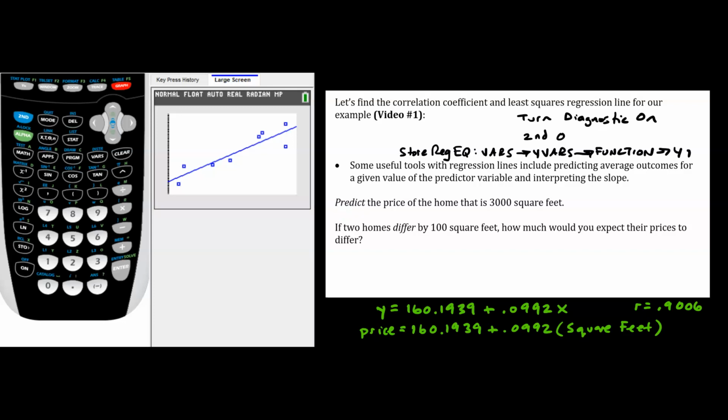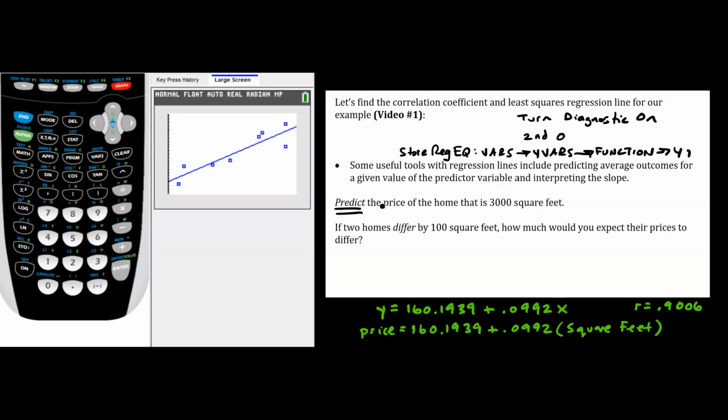We are going to predict the price of the home that is 3,000 square feet. So what I'm basically saying is, let's take 3,000 square feet, plug that into our model, and figure out what the model is suggesting the price of the home would be. But the nice thing is I don't have to go into this equation that I have written down here by hand. I can let my calculator do this calculation as well, because we have our equation stored into y equals.